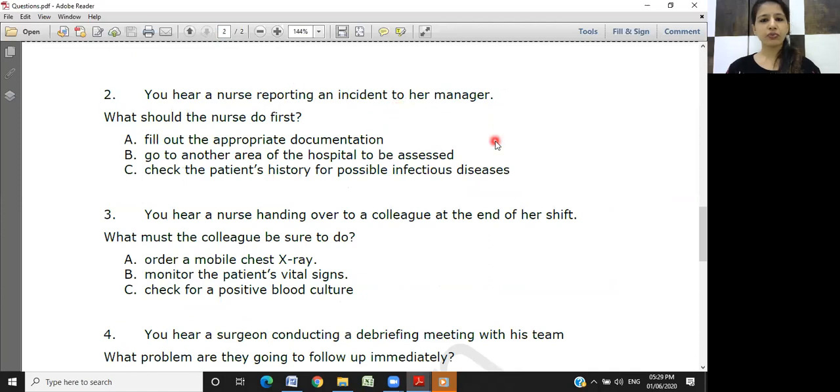Now let us do a few more questions like this. So again, you have a context sentence here. A nurse reporting an incident to her manager. Can you predict what kind of discussion this should be? A nurse reporting an incident to her manager.